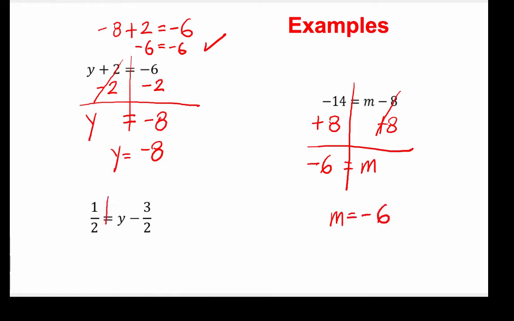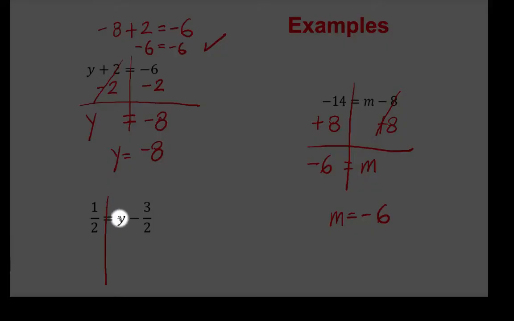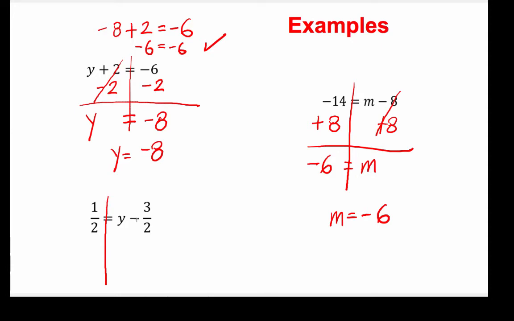The third equation down here, we have 1/2 equals y minus 3/2. So here's our variable that we're trying to isolate. We're subtracting 3/2 from y. So the inverse of that is we will add 3/2 to both sides. Here we have a 0. So the right side of my equation has a y. The left side of my equation, 1/2 plus 3/2 is 4/2.